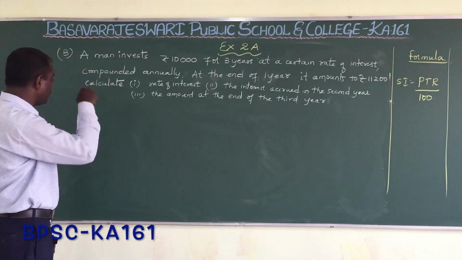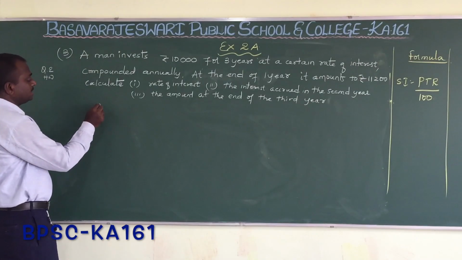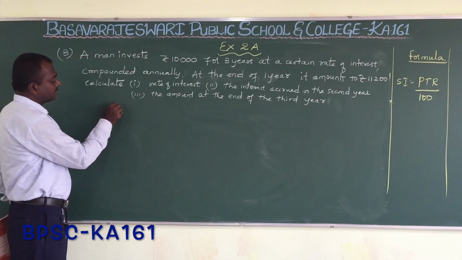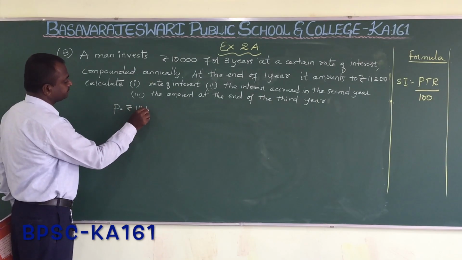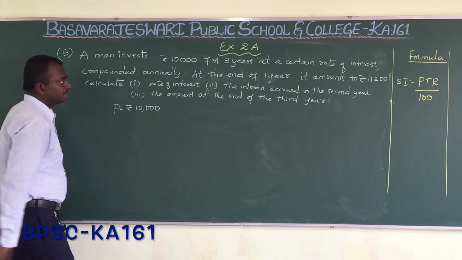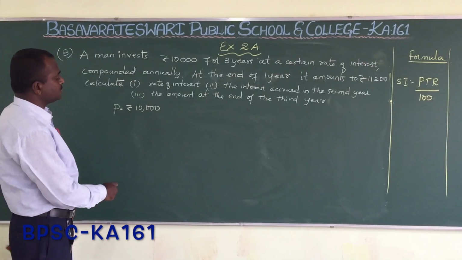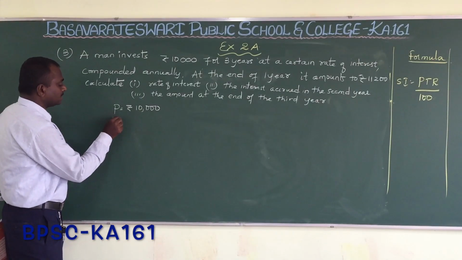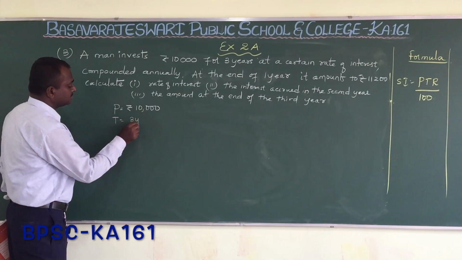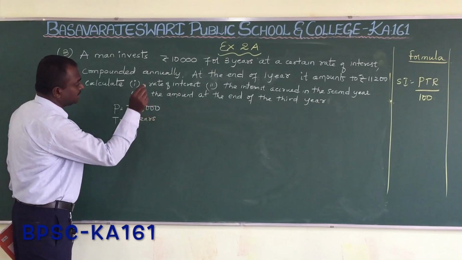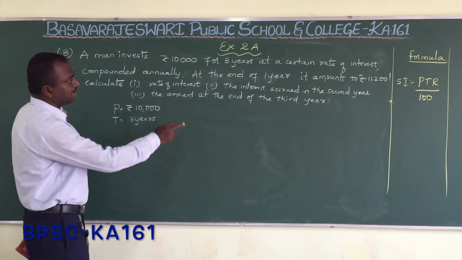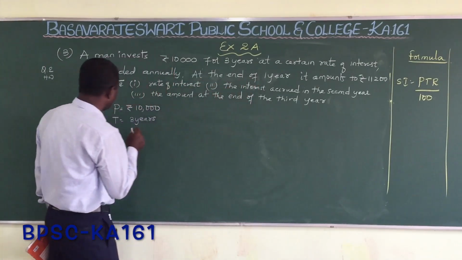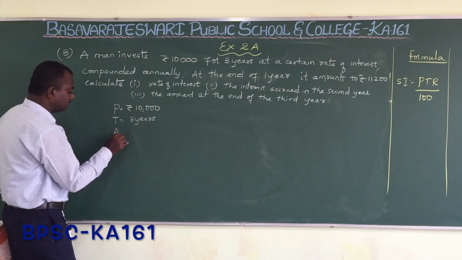So first we have to write what is given. Principal is given, rupees 10,000. Time is given, 3 years. Rate of interest is not given, but the amount at the end of 1 year is given.